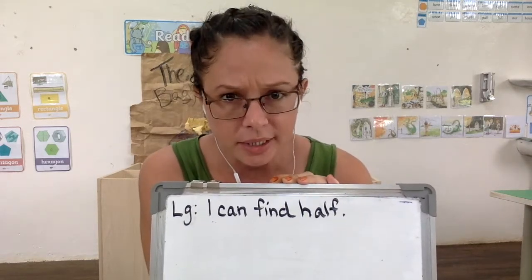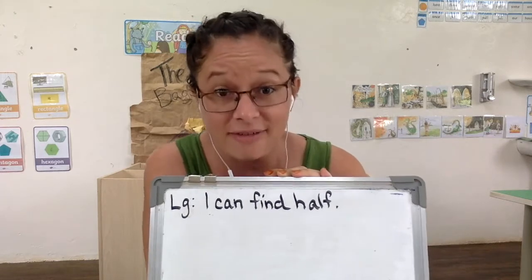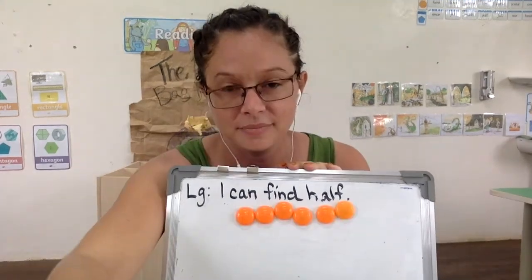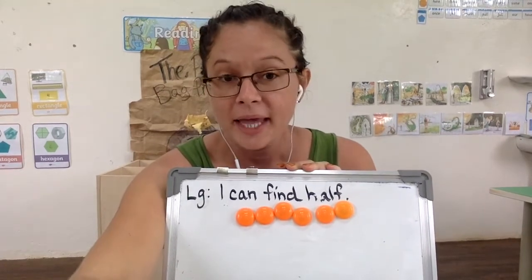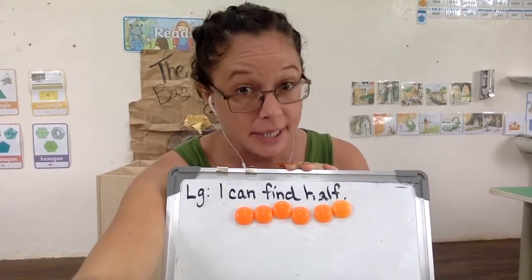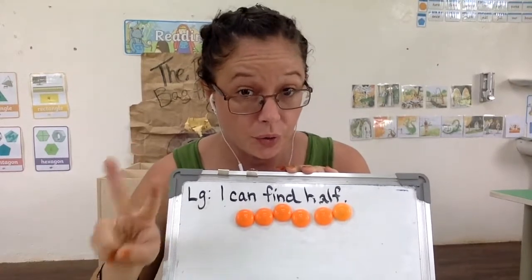Yesterday in math, we were learning how to find half of a shape. Today, we're going to learn how to find half of an amount. One way we can think about finding half is sharing the amount equally between two groups.